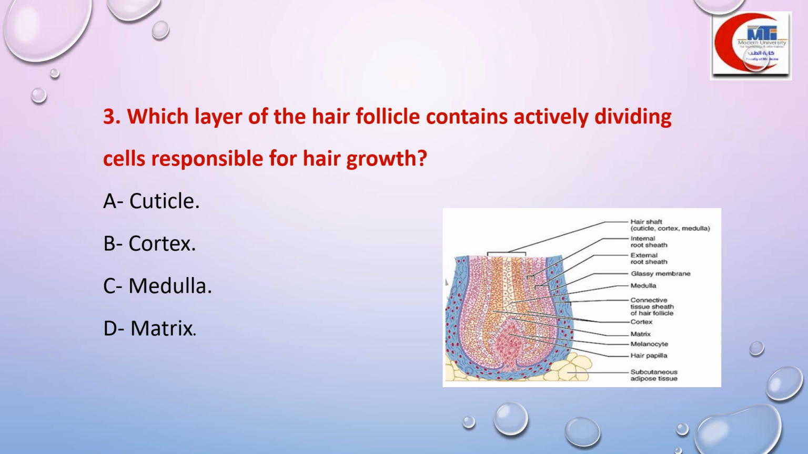Which layer of the hair follicle contains actively dividing cells responsible for hair growth? A. Cuticle, B. Cortex, C. Medulla, D. Matrix. Exactly, it is the hair matrix, as we mentioned, that contains rapidly dividing cells called germinal matrix cells or matrix hair cells, which germinate the hair. So the matrix is responsible for the hair growth.